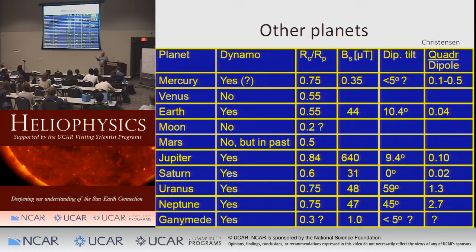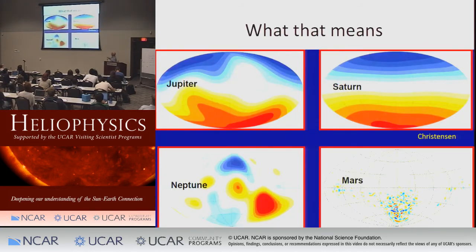Mars, pretty similar story. It may actually be mostly solid all the way through anyway. So in the past, it probably had the ingredients. Jupiter, Saturn, yes. Some of you are studying these magnetic fields in these places. Here are some of the pictures of those. Saturn is an impressively dipolar magnetic field. Quadrupoles must have died off pretty far down.